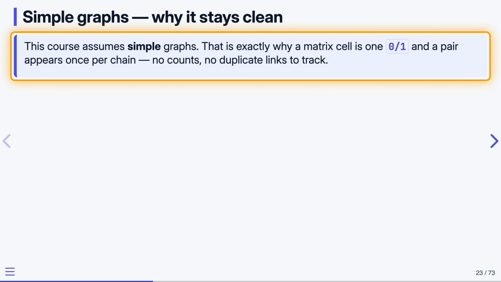This course assumes simple graphs throughout, and that assumption pays off immediately. It is exactly why a matrix cell holds a single 0 or 1, and why a pair appears once per chain. No counts to keep, no duplicate links to track.